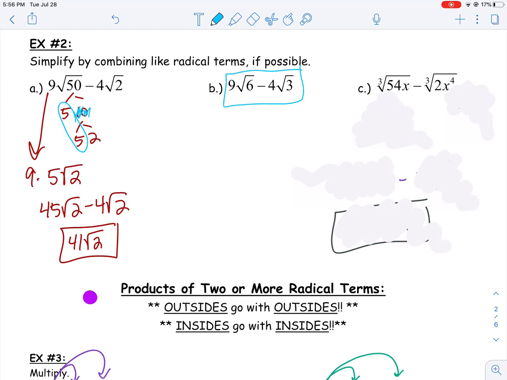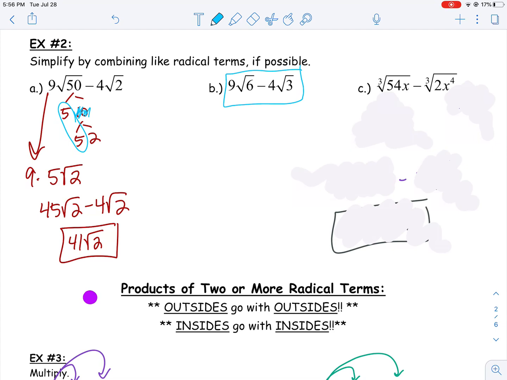All right, look at C with me. C has a few different variables in here. It looks like we have an x here, right? An x and an x to the 4th. I have the cube root of 54x minus the cube root of 2x to the 4th. Not the same thing, right? They're both underneath the cube root, but underneath are very different. Unless we can simplify or break them down into the same thing, and then they happen to be like terms.